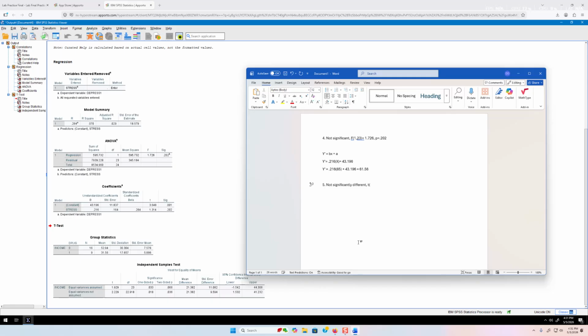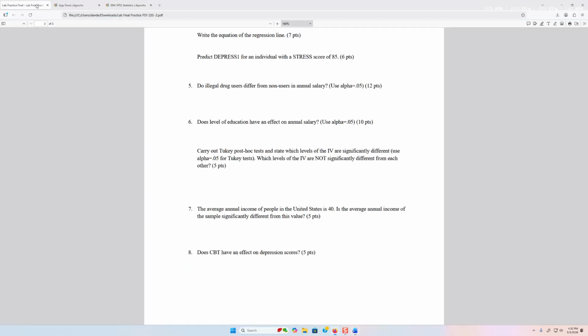t, degrees of freedom 23, equals 1.929. P-value, the two-sided p-value, 0.066, not significantly different. And that's your conclusion. You can't just write yes or no. You've got to give me stats to show that you know what you're looking at. Let's look at the next one.